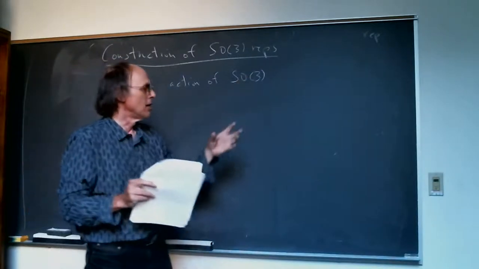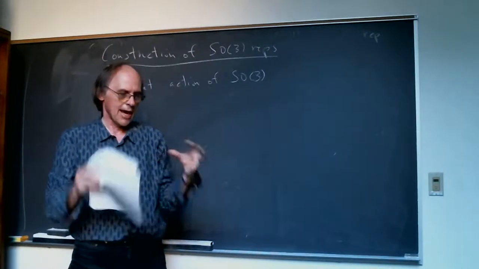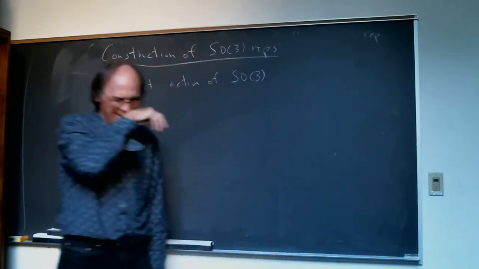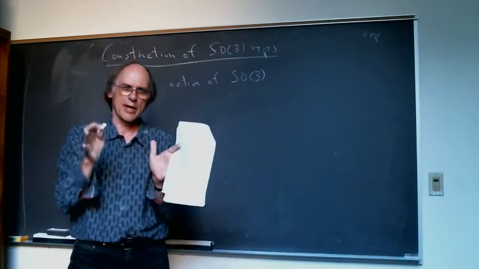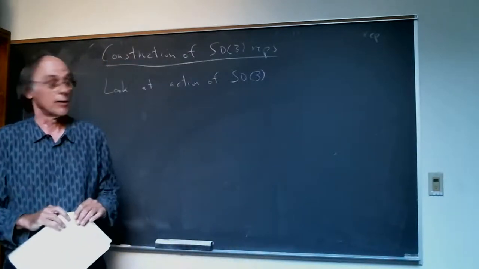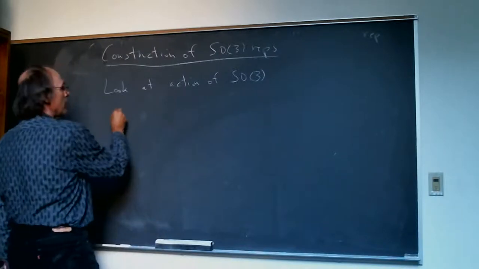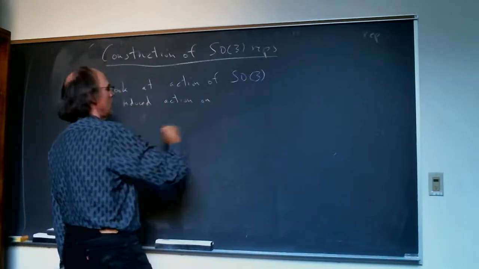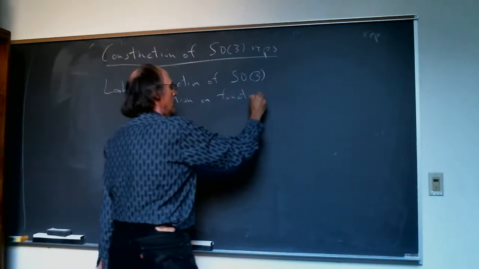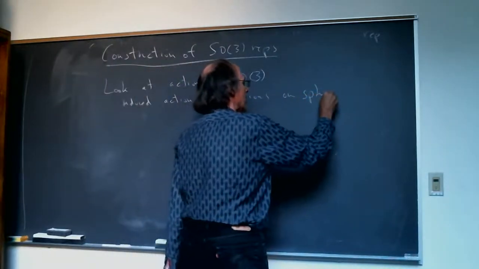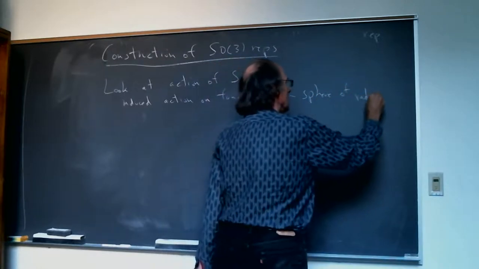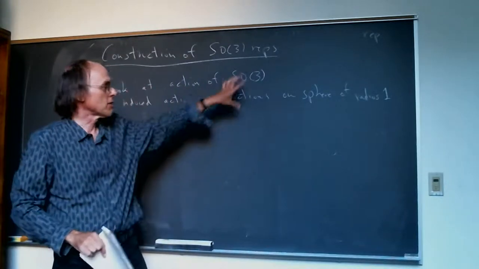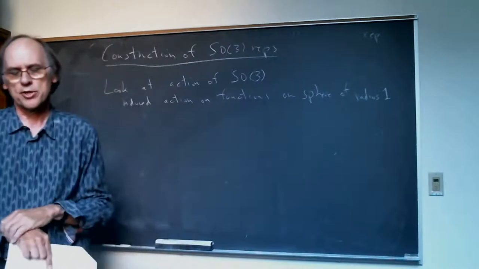So now what you can do is, since the action doesn't change the distance to the origin, you can restrict it to just a particular radius and say, I'm just going to look at the functions on the sphere. And then the induced action, let's just say on functions on the sphere of radius 1. Maybe a thing to say here is this gives you a beautiful analog of the whole story of Fourier series.